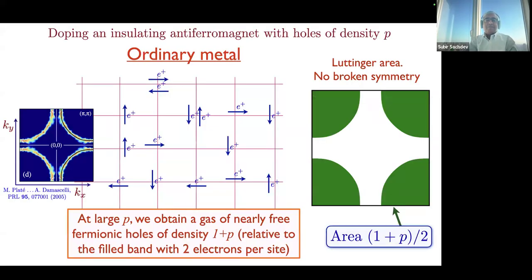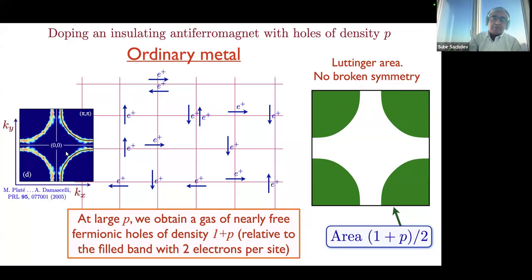So if you had the electrons just moving freely, or holes here, as I'm thinking in terms of holes, then we know that the area enclosed by the hole layer, these empty states here, should be (1+p)/2. The density of holes with respect to the filled bands is 1+p. And the factor of 2 here is because of spin. So each state momentum has both spin up and spin down. And that's indeed what you see in the experiments at large p.